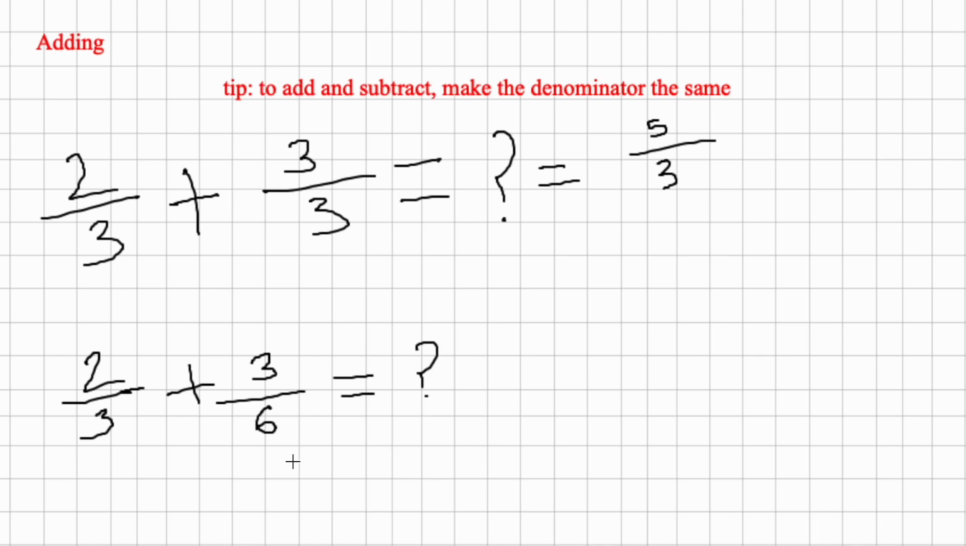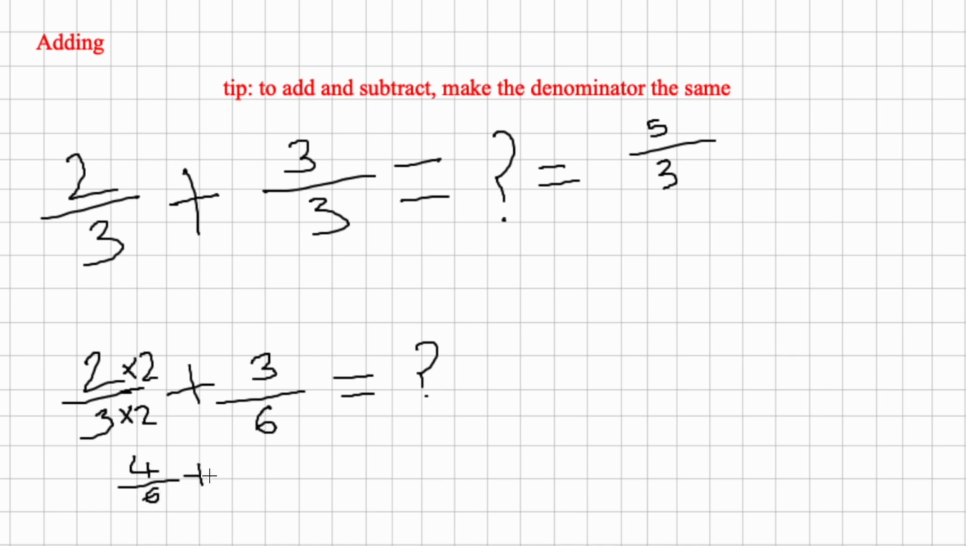The denominator here doesn't match. Therefore, we need to make sure this denominator matches this one, so we need to do something with this fraction to match this. So how can we get 3 to 6? One way to do it is to times it by 2. Whatever you do to the bottom, you need to do to the top. So you have to times that by 2 as well. So that will give you 2 times 2 is 4 over 6.